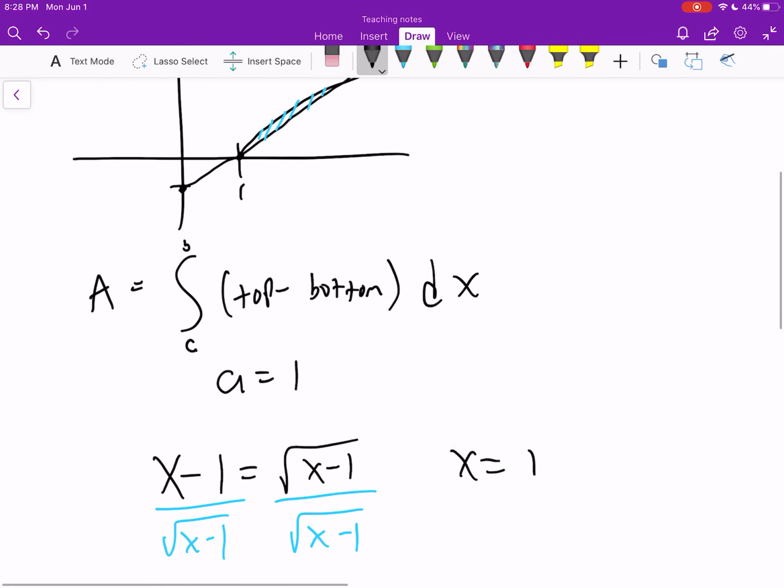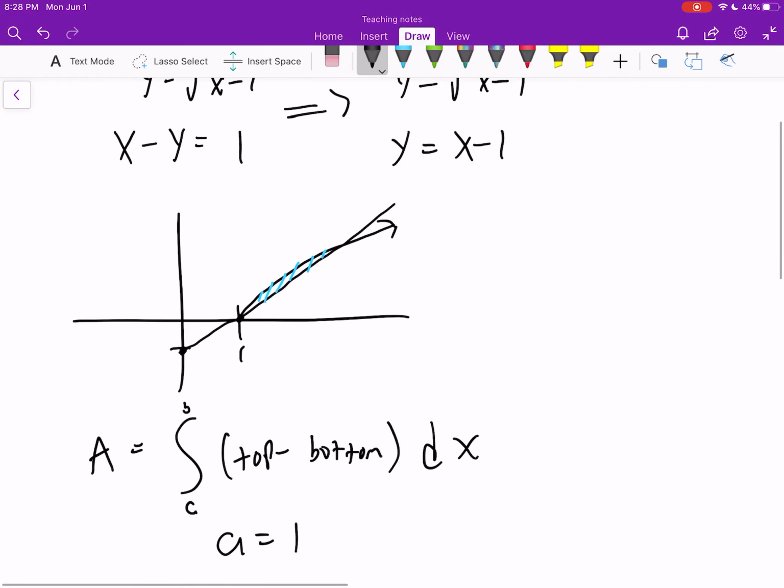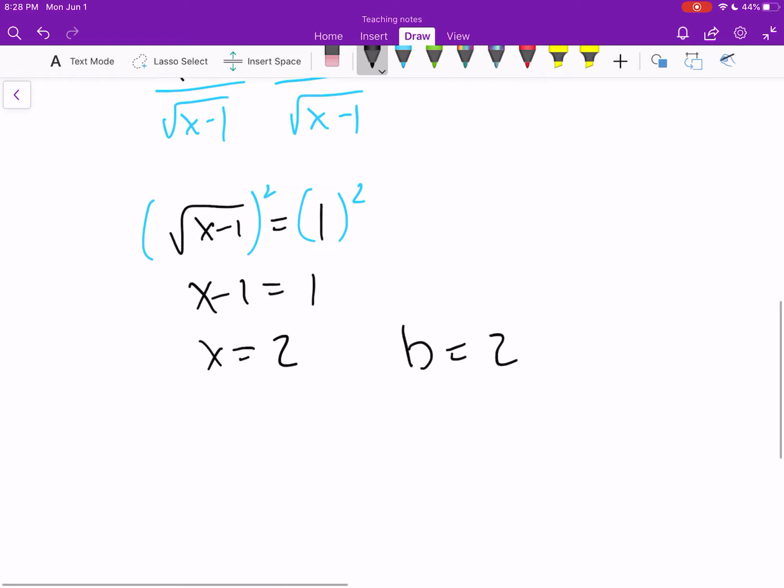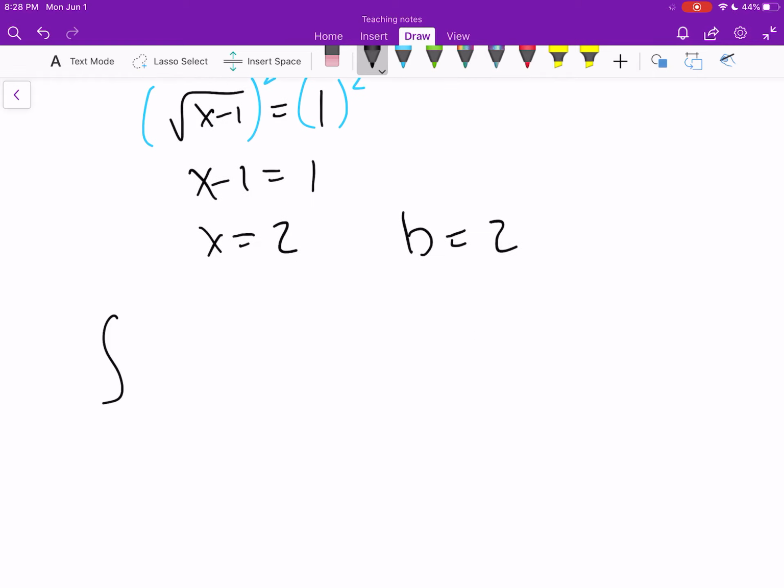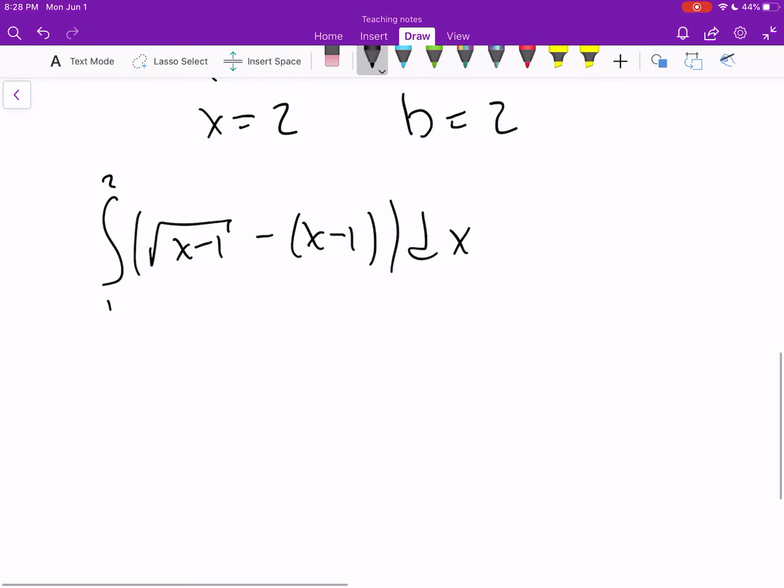Now if we look back at our picture here, top function is the square root of x minus 1. Bottom function is x minus 1. So our integral then is going to be the integral from 1 to 2 of square root of x minus 1 minus x minus 1 dx. That's going to be our area, and now we just have to solve this integral.